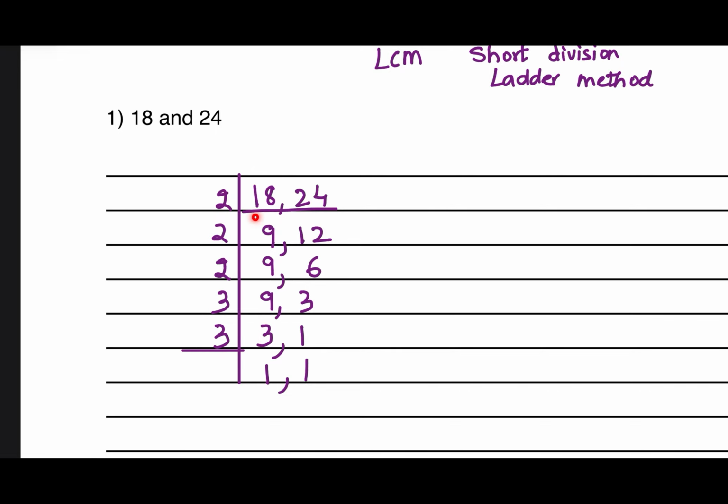So the LCM of 18 and 24 is 2 into 2, 4. 4 2s are 8. 8 3s are 24. And 24 3s are, how much is 24 3s are? 72 is the LCM of these two.